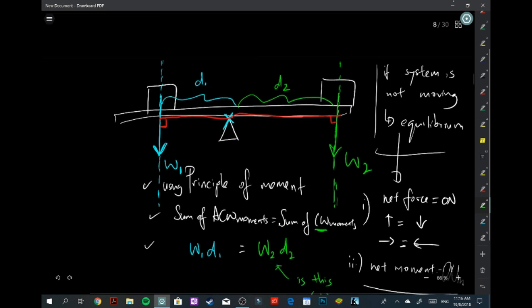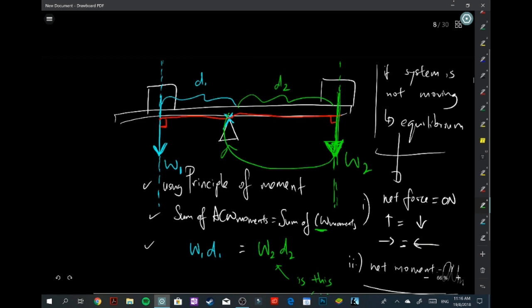So let's do a check. How do I know whether it's clockwise or anti-clockwise? Now look at where the force is. So I'm looking at W2 now. Since I'm using the green ink, I'll look at W2 first. Following this arrow, connect it to the pivot. There's only one way to do that.